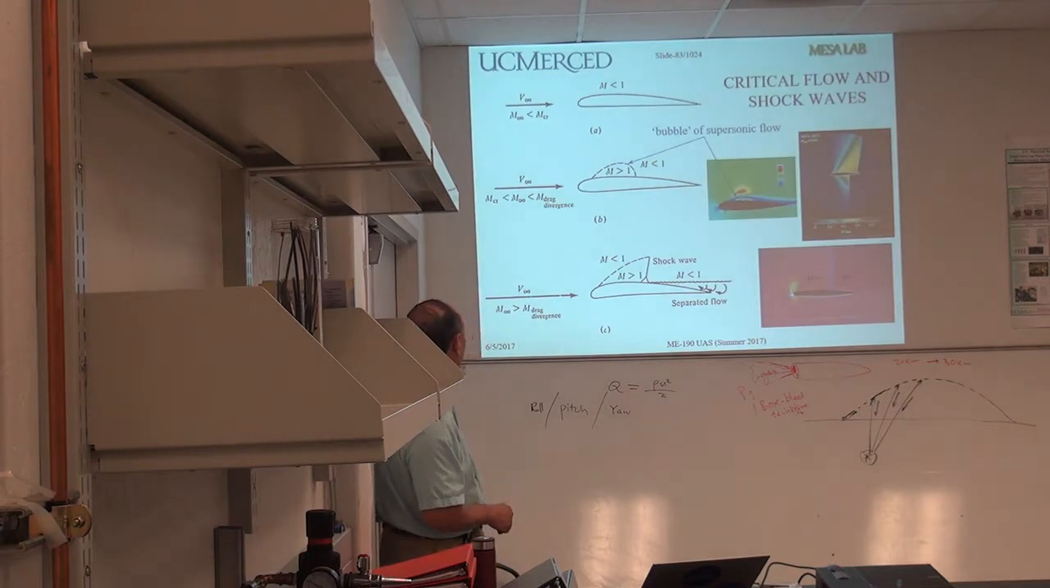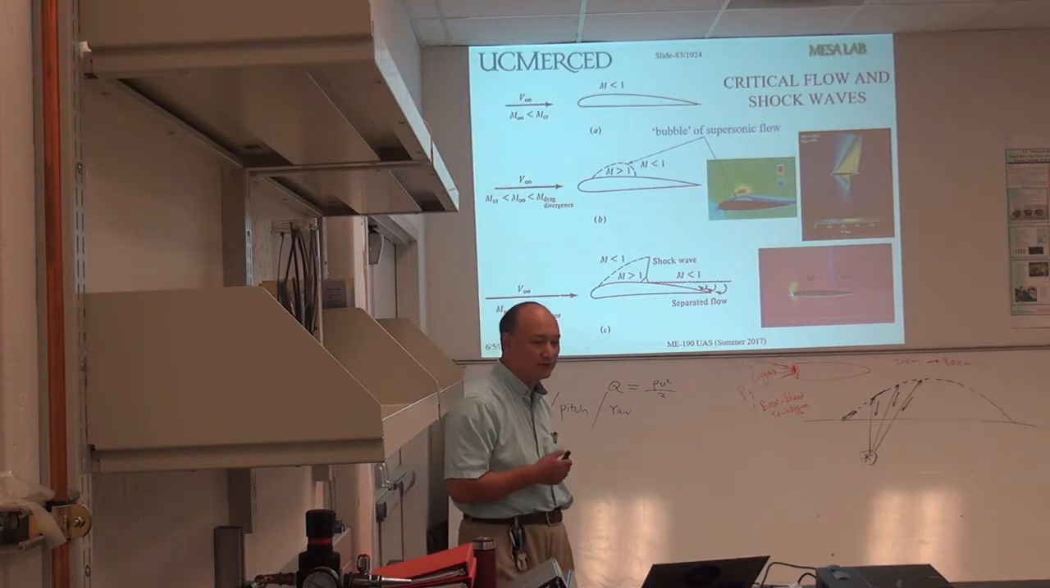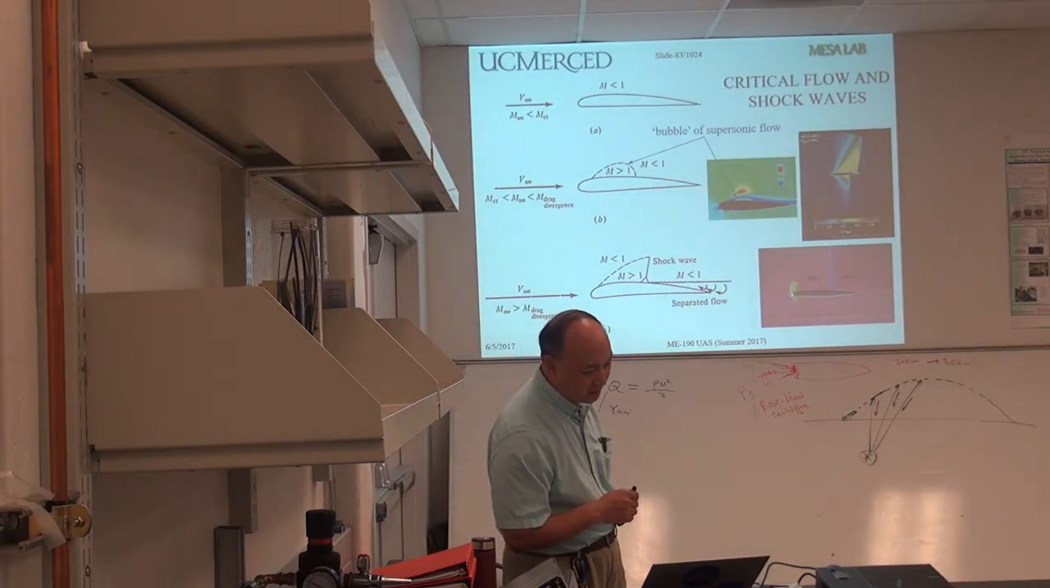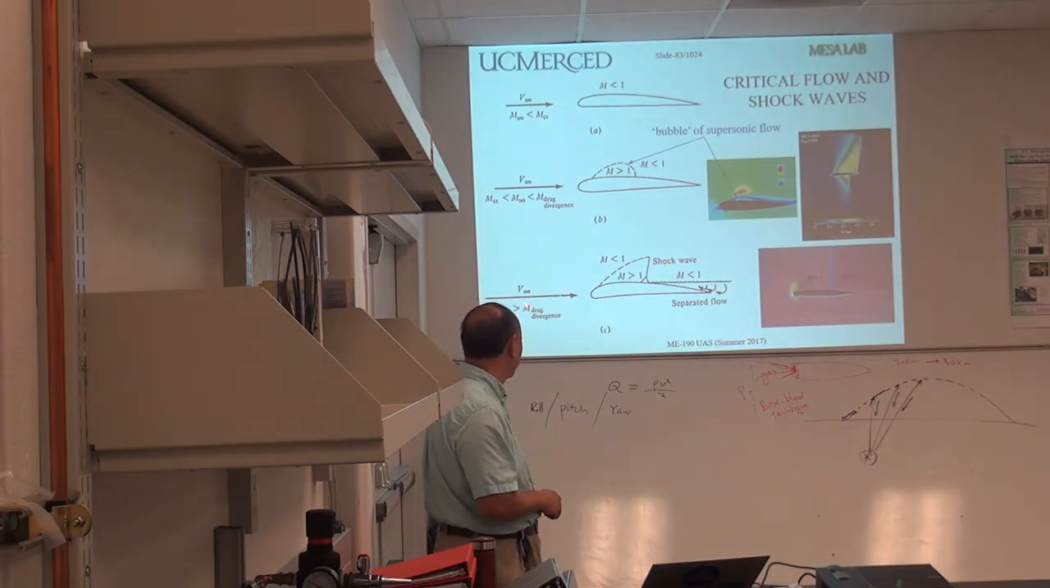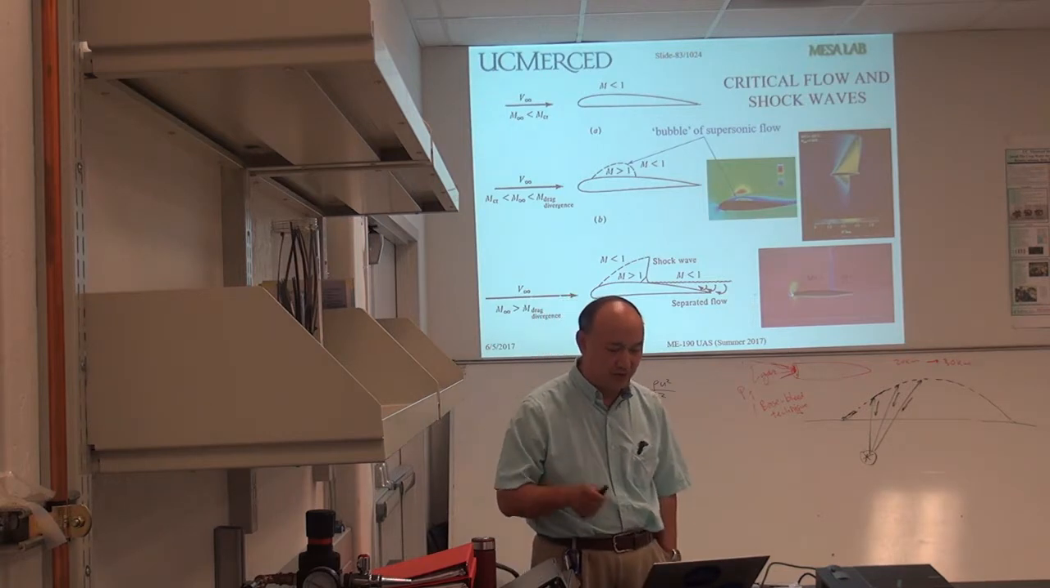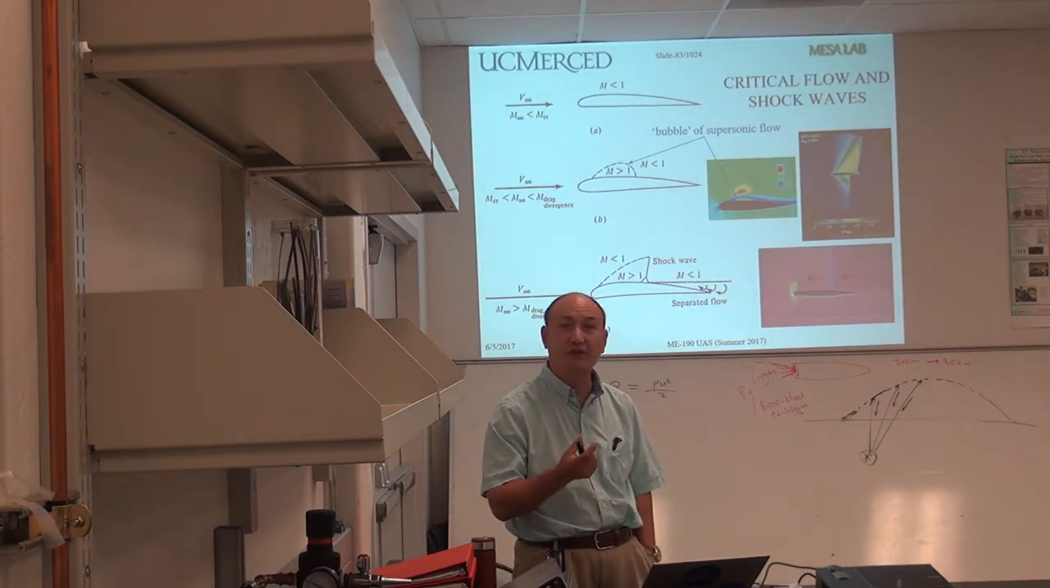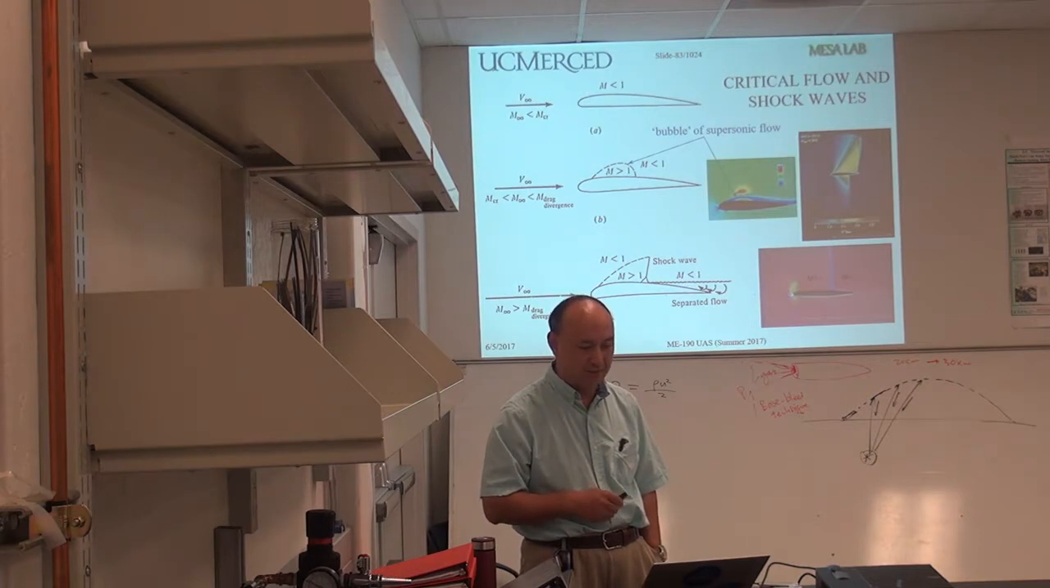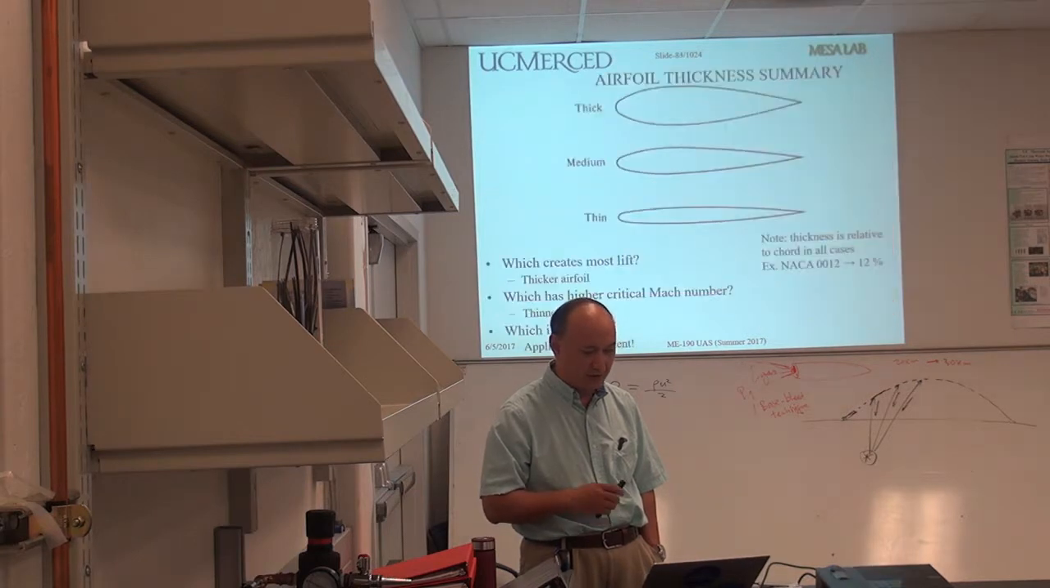So let's visualize a little bit. The first one is where the Mach number is subsonic. Then when you have a transition, you start to see a bubble of supersonic flow. When you have almost Mach 1, you have something called a shockwave-induced region. That region will result in significant pressure difference and will give you a lot of drag. So the airfoil thickness summary will give you an idea.